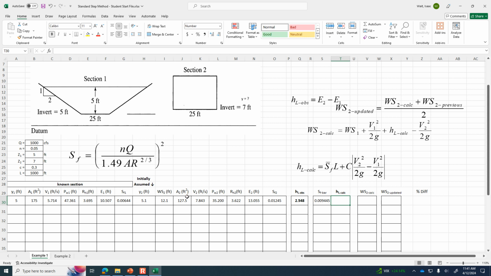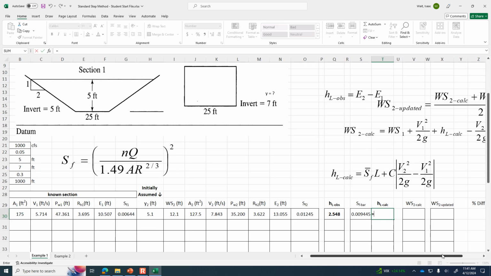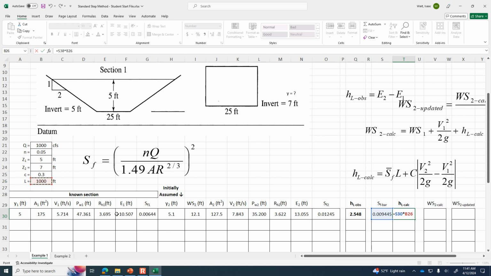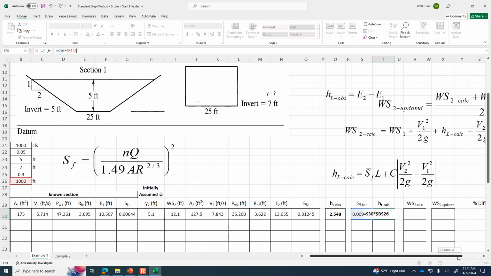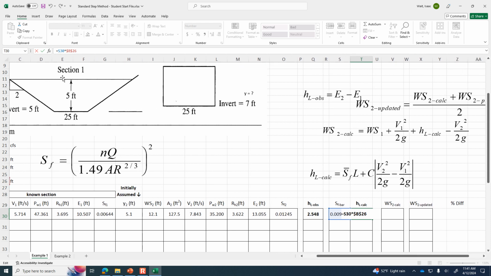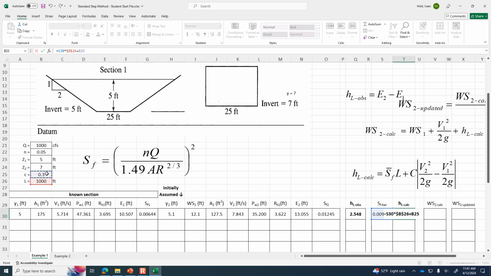We'll get through it. So equals slope of the energy grade line at the midpoint. Okay, so it is this S sub F bar that we just calculated multiplied by the length of the section, which is 1,000 feet. So this reference over here, L equals 1,000 feet. I need to press F4, so I put in the dollar signs and always refer up to that 1,000-foot distance. Plus the C value. So I want to anchor the reference up here to 0.3.